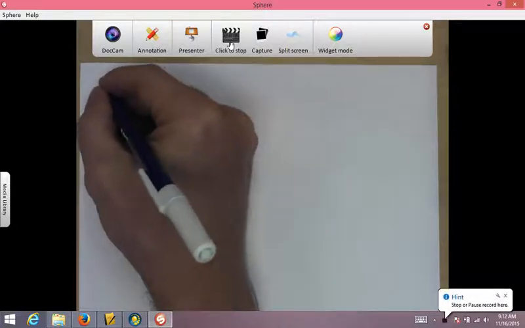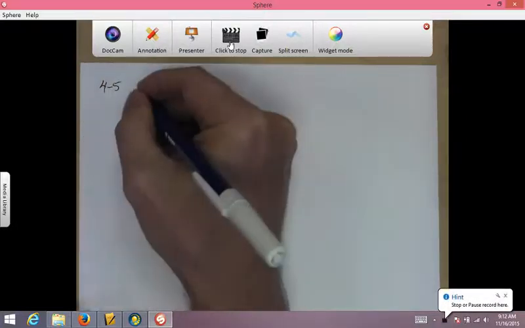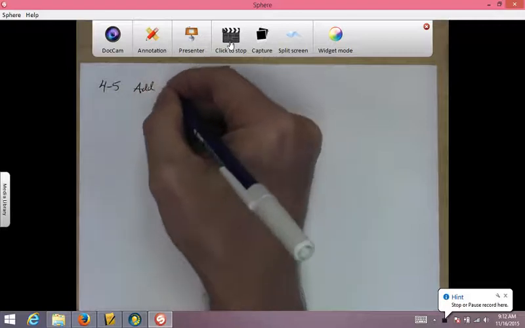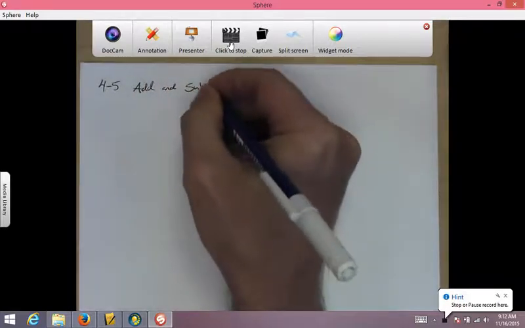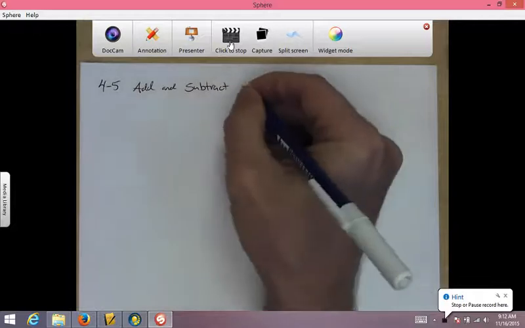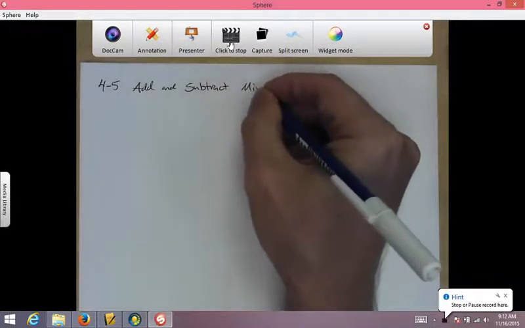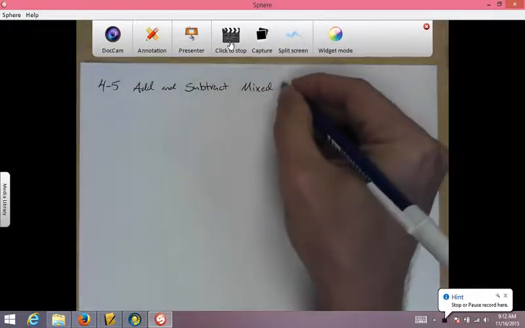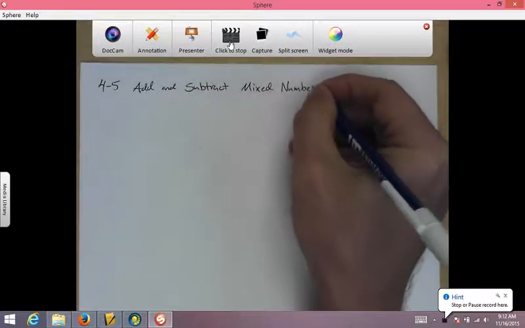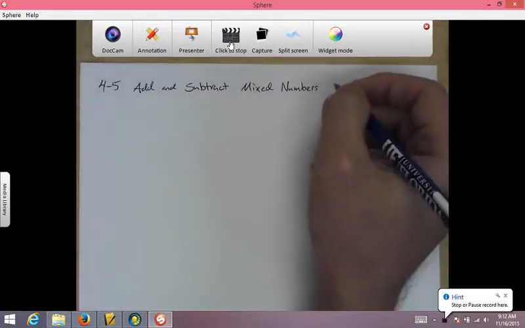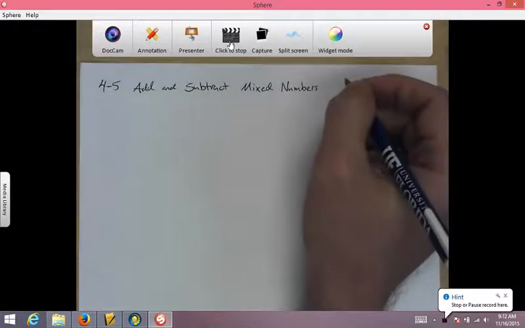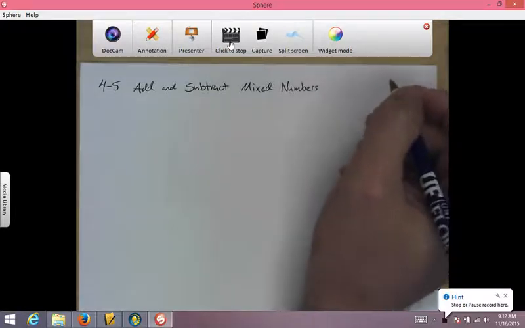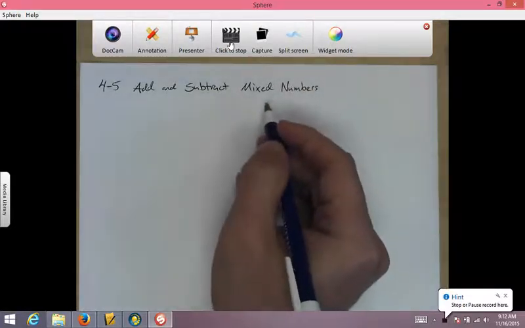Alright, so this is Chapter 4, Section 5. Name of this section is Add and Subtract Mixed Numbers. And this is the last section before the test. We've added and subtracted like fractions, added and subtracted unlike fractions. Now we've got mixed numbers.